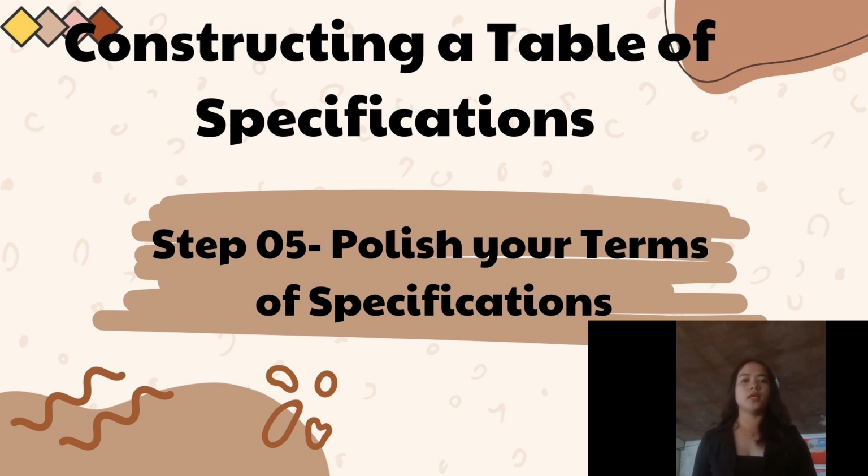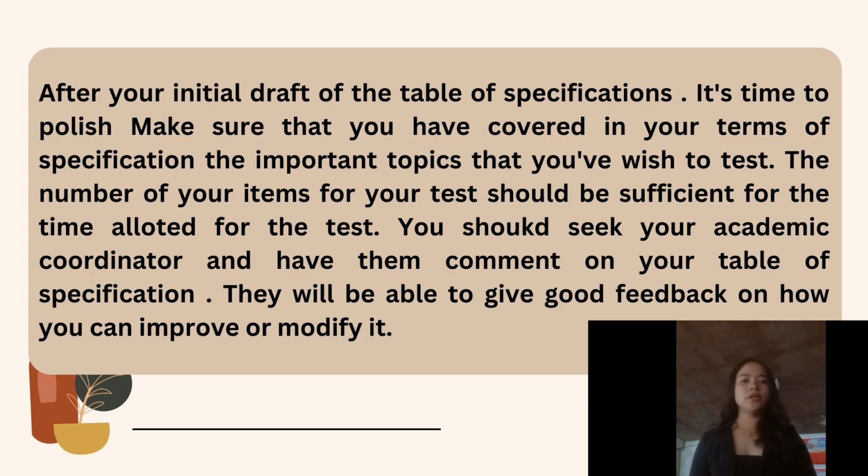So now let's proceed to the last step. Polish your table of specifications. After your initial draft of the table of specifications, it's time to polish. Make sure that you have covered in your table of specifications the important topics that you wish to test. The number of items for your test should be sufficient for the time allotted for the test. You should seek your academic coordinator and have them comment on your table of specifications. They will be able to give you good feedback on how you can improve or modify it.